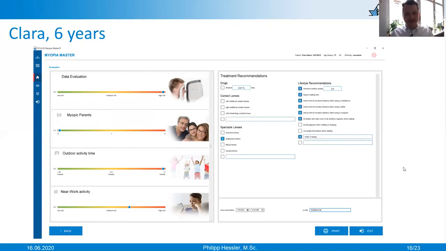I can enter the next examination date here below, which can be sent as an iCal file directly by email. And I can also create a myopia report, which I can either print out or send by email. So we have looked at the first features of the software, and I really hope you like it.